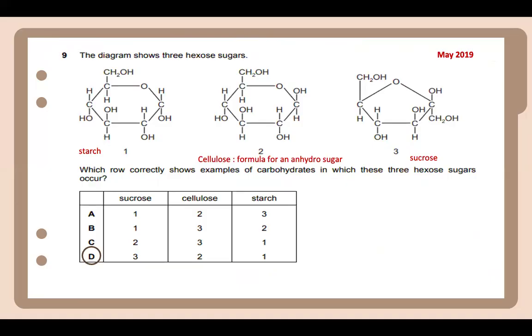The diagram shows 3 hexose sugars. This is also a common question which exists in May 2019. So which row correctly shows an example of carbohydrate in which these 3 hexose sugars occur? The answer is: diagram 3 reflects sucrose, cellulose is diagram 2, and starch is diagram 1.